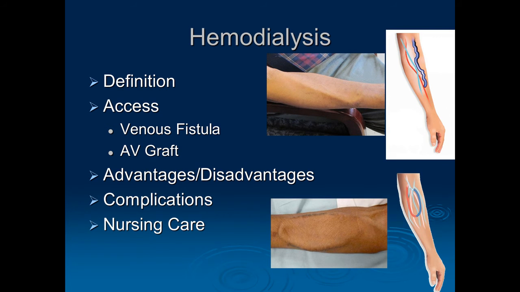This can be in the form of a special subclavian catheter, which is a temporary catheter, or a permanent graft or fistula. A large needle is inserted into the graft or fistula, and so you see I've got a couple of pictures here. This is an example of a fistula, and this is an AV graft here. Kind of looks like a horseshoe.